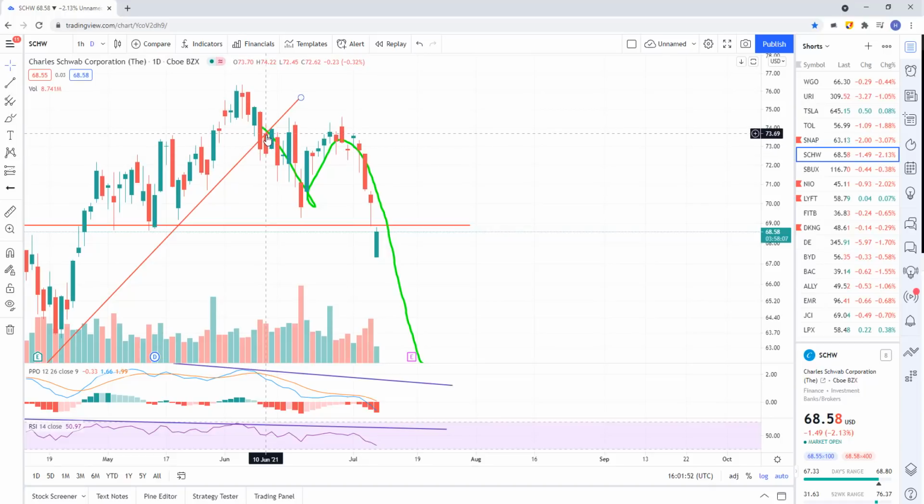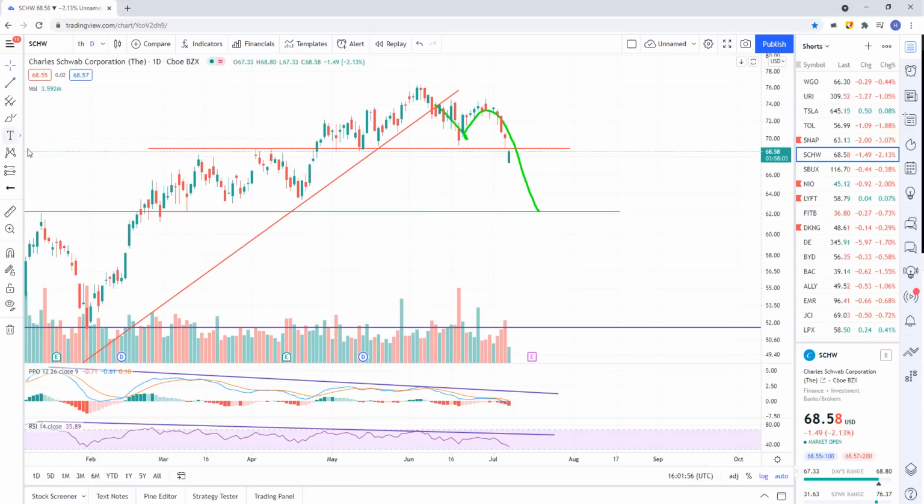It hit resistance and then sold off and closed right there. That was a good sell signal. And since that sell signal was initiated where I shorted up here, so far it's been down about 7.5%, and about 5.5% as of right now.